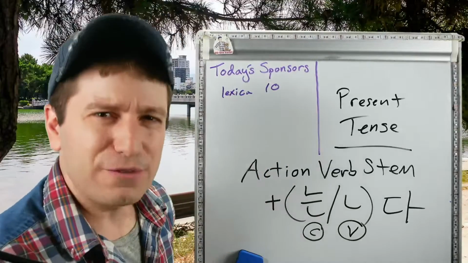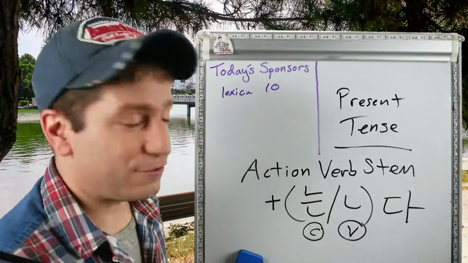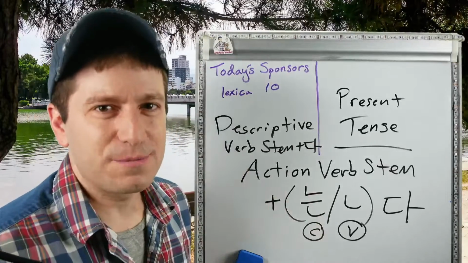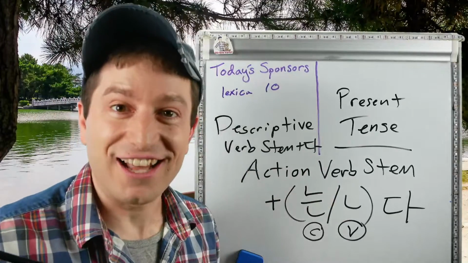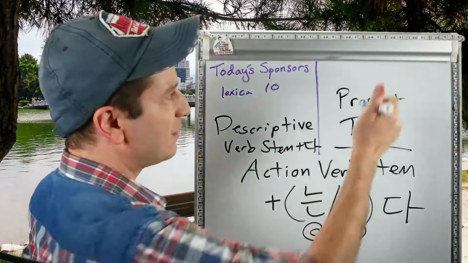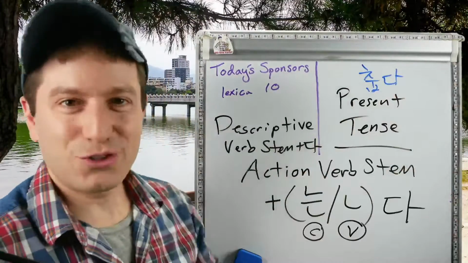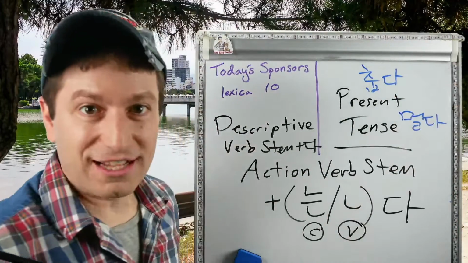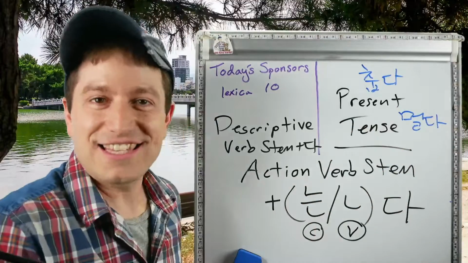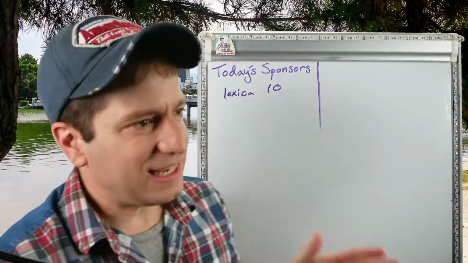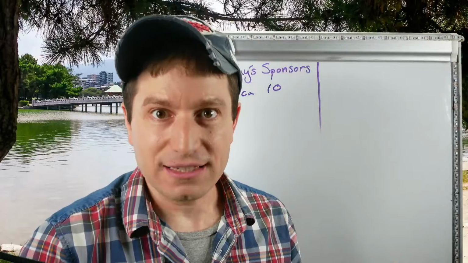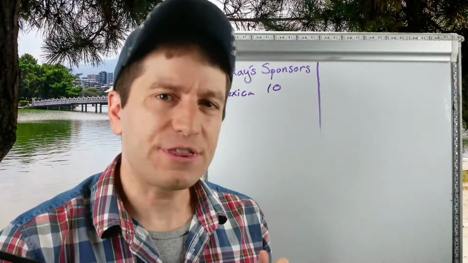To make a descriptive verb, though, it's completely different. First, you take the descriptive verb stem, and then you put the 다 back on, and you're done. For example, 춥다, to be cold. 춥다, you're done. 멀다, to be far. 멀다, that's it.